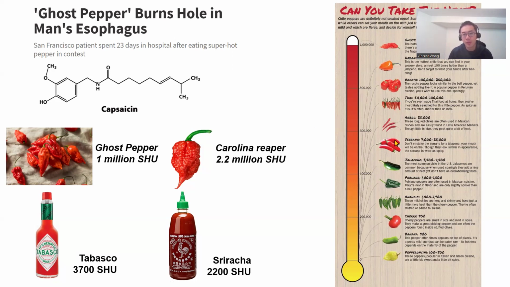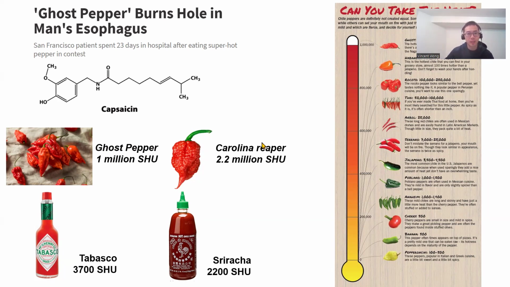For those of you who are interested, here's a chart that ranks how hot these things are, and the measurement for how hot something is called the Scoville heat unit, SHU. If you like a little bit of Tabasco or Sriracha on your food, those are not very hot. Those are in the low thousands. But when we're talking about these very specially bred peppers, it's in the millions on the scale.